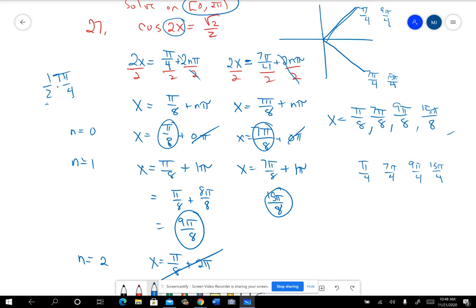So these are within 0 to 2 pi. Those are between 0 and 2 pi. And then when you plug them into your formula here, those angles become these, and the cosine of any of those angles would turn out to be square root of 2 over 2. So that's kind of the logic of it.